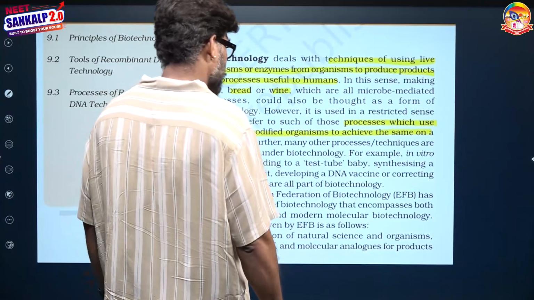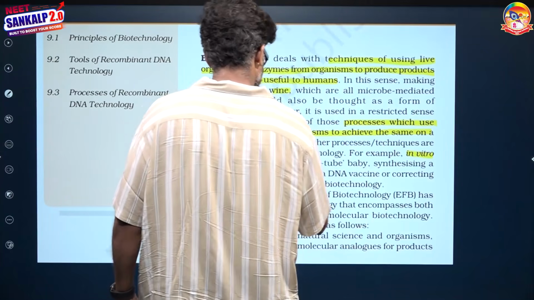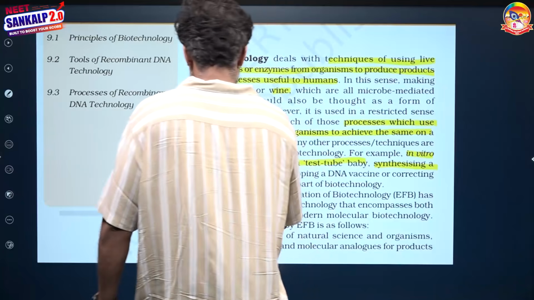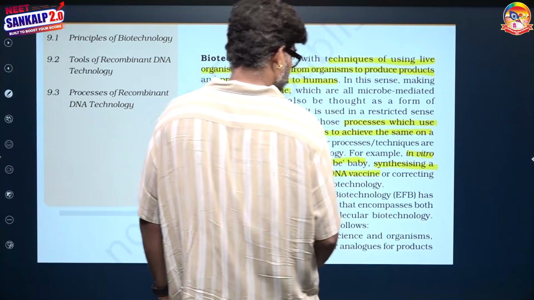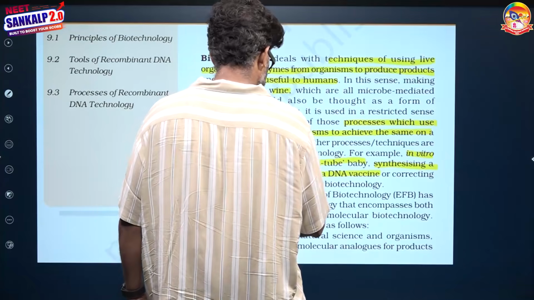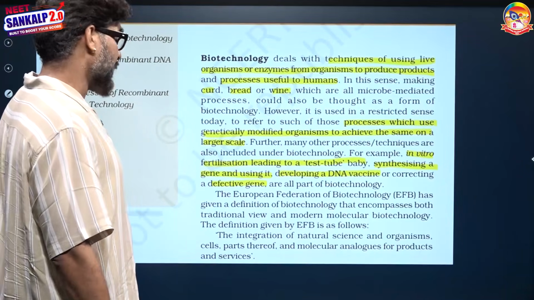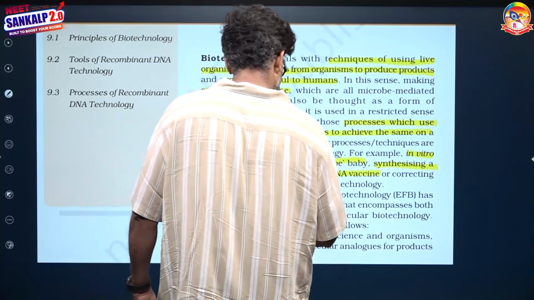Means what comes under this process? Look, in vitro fertilization to produce a test tube baby comes in this part. Synthesizing a gene and using it, developing a DNA vaccine, correcting a defective gene means gene therapy, they all come into modern biotechnology. Then the definition suggested by the European Federation is also given here.